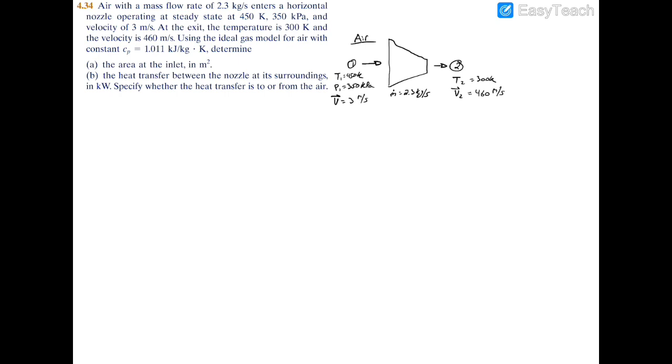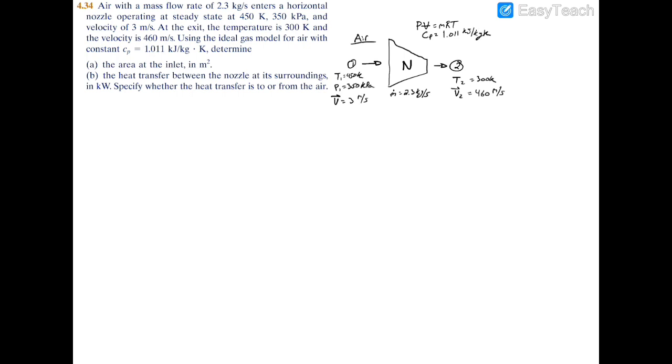We're also told the ideal gas law, so I'm just going to label this a nozzle, by the way. We're told the ideal gas law is valid, so we have PV equals mRT at our disposal. And what else? We have the constant CP equals 1.011 kilojoules per kilogram Kelvin.